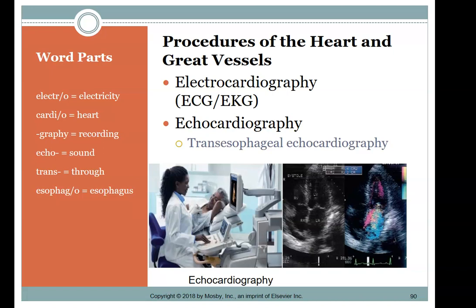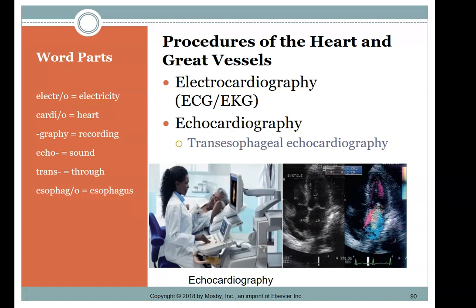A Holter monitor is worn by the patient to measure cardiac activity during the ADLs. The echocardiography is the use of ultrasonic waves directed through the heart to study the structure and the motion of the heart. The transesophageal echocardiography produces images of the heart through a transducer introduced into the esophagus.